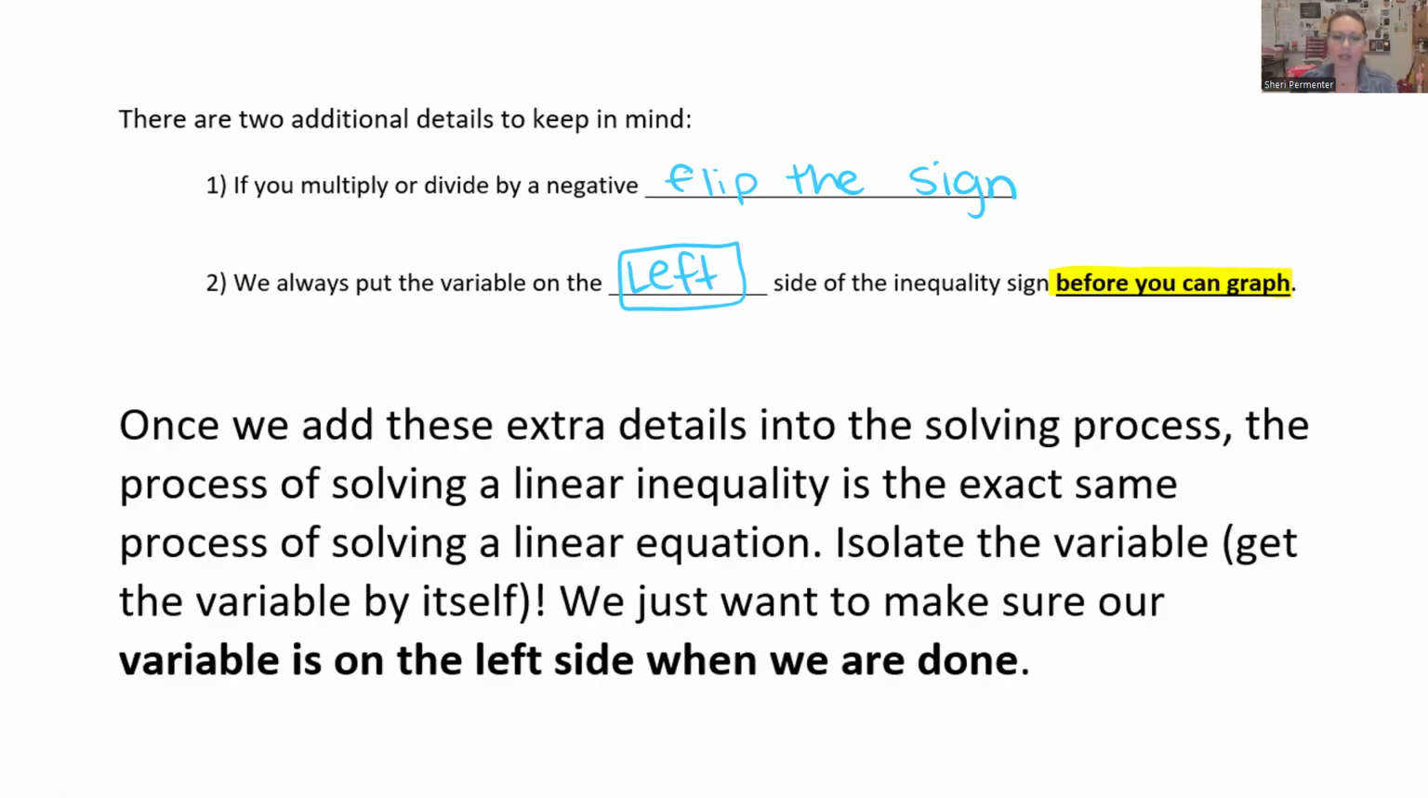So down at the bottom, it says, once we add these extra details into the solving process, the process of solving a linear inequality is the exact same process as solving a linear equation. And that process is isolate the variable or get the variable by itself. We just want to make sure our variable is on the left when we're done. And that's because we're going to graph.